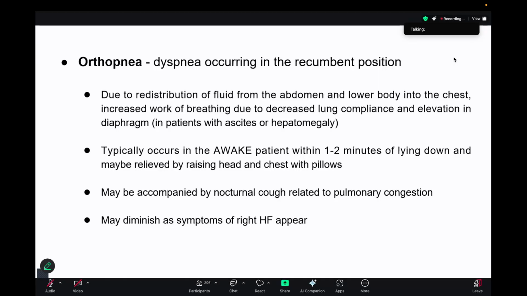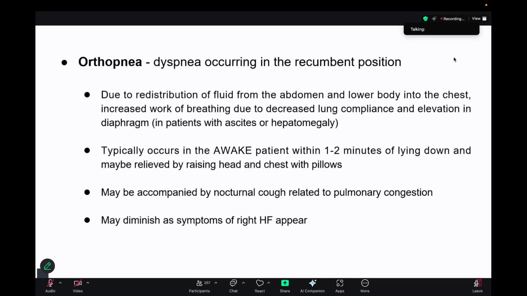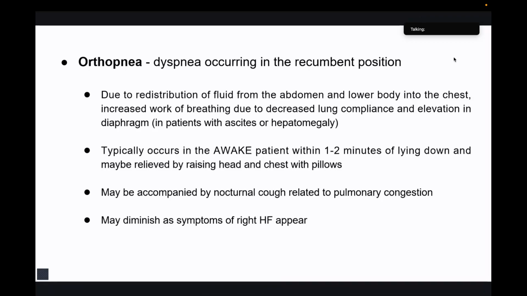Orthopnea typically occurs in the awake patient within 1 to 2 minutes upon lying down, and it may be relieved by raising the head and chest with pillows. So in your history, you may get a history of 2 or 3 pillows required to find relief. So that is 2 or 3 pillow orthopnea. Orthopnea may be accompanied by nocturnal cough related to pulmonary congestion, and the symptom of orthopnea may diminish as the symptoms of right heart failure appear.